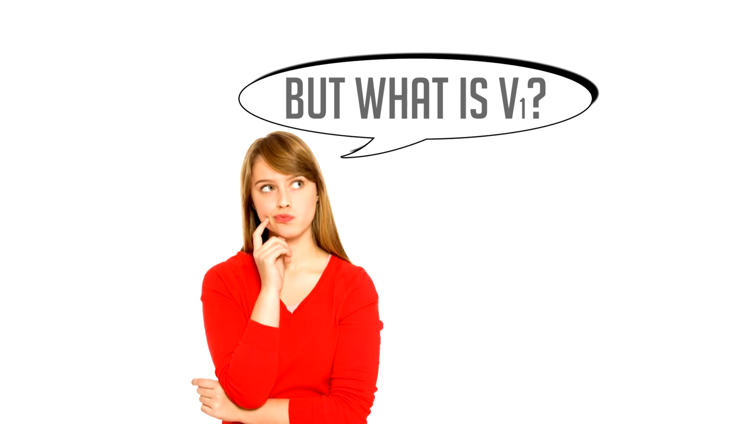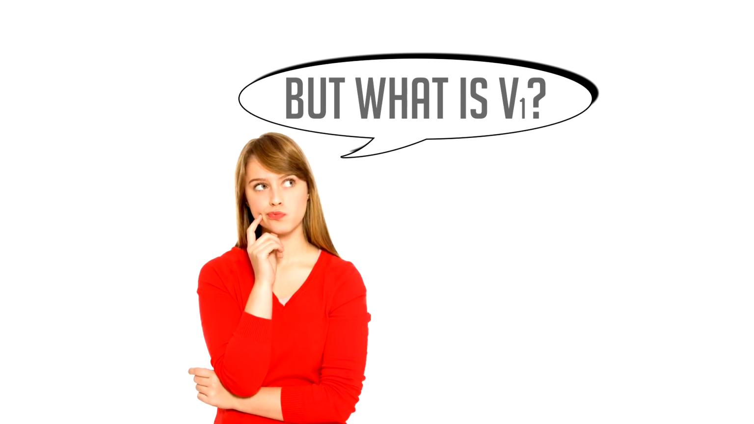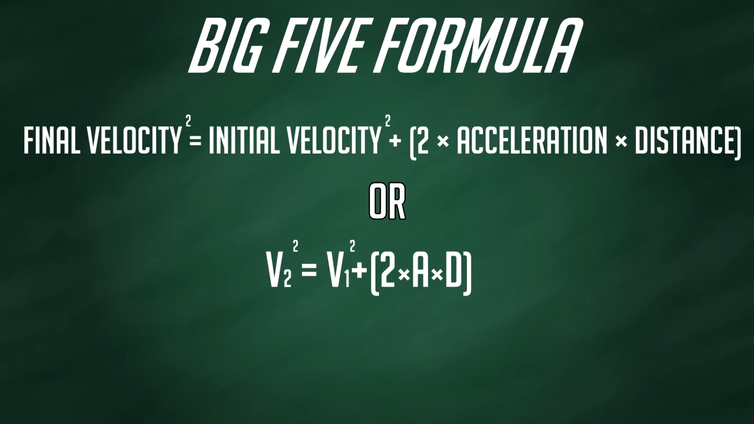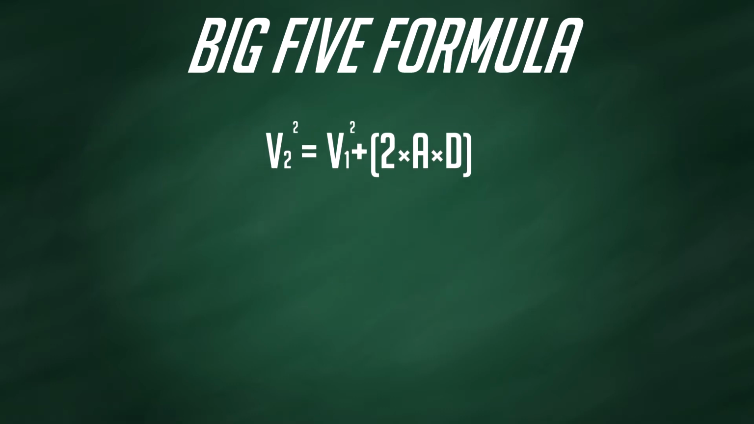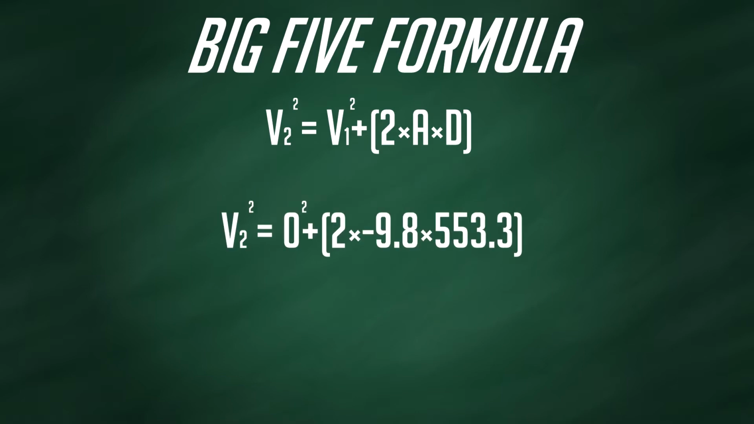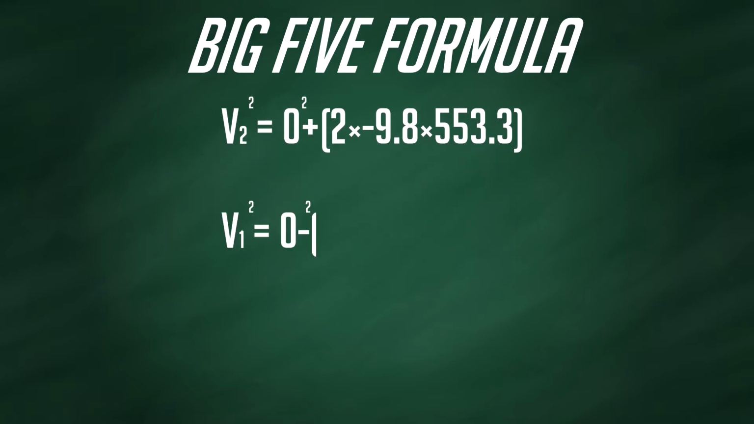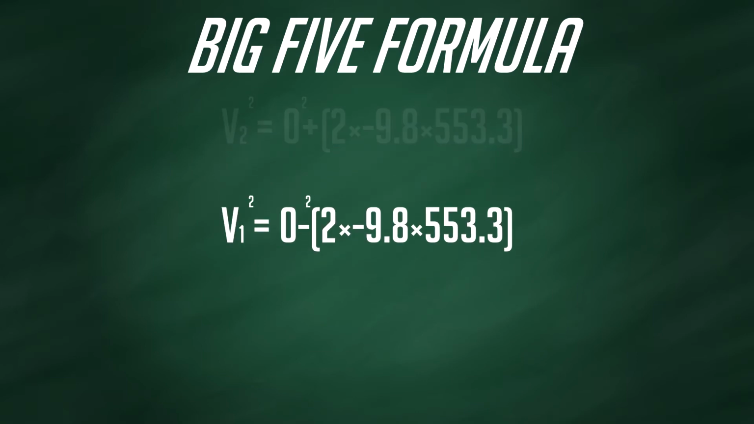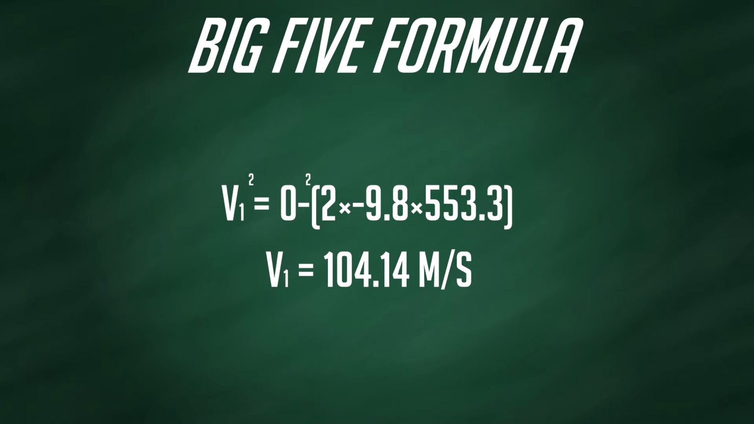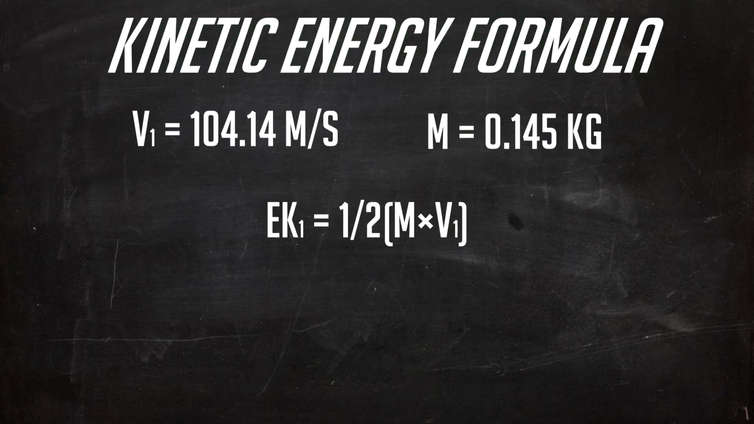But in order for us to even use the formula, we need to find initial velocity, for which we will use one of the big five kinematic equations. Final velocity squared equals initial velocity squared plus 2 times acceleration multiplied by distance. Once we plug in the given information, which is final velocity, acceleration, and distance, our equation will now look like this. Next, if we isolate the formula for initial velocity, we can calculate it, which comes to 104.14 meters per second. We now know all the information to solve for kinetic energy.